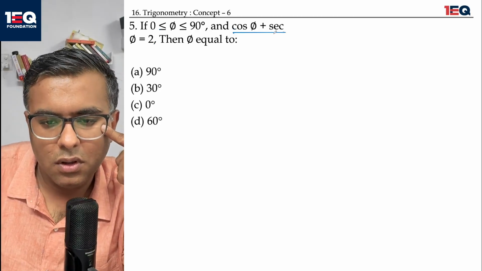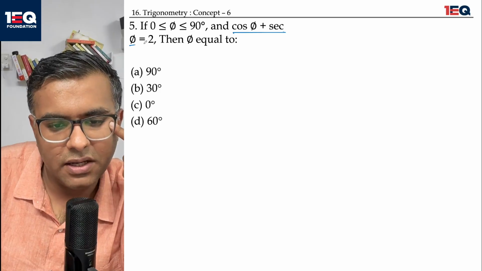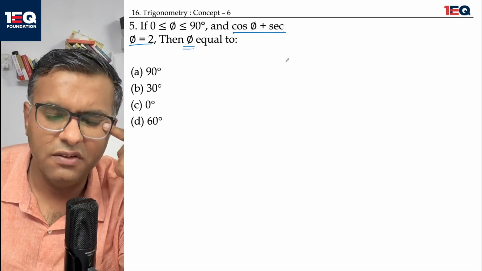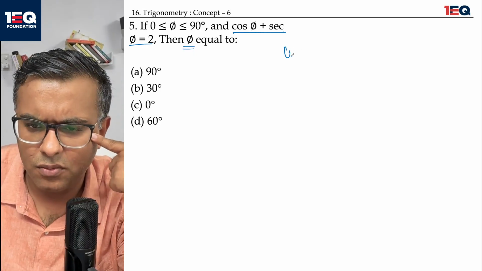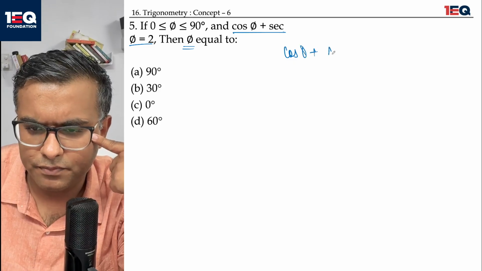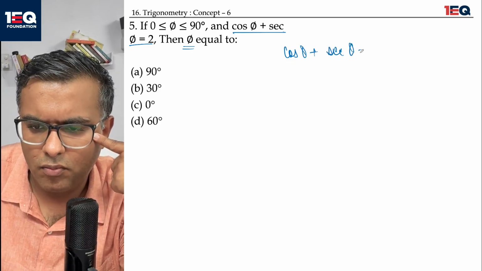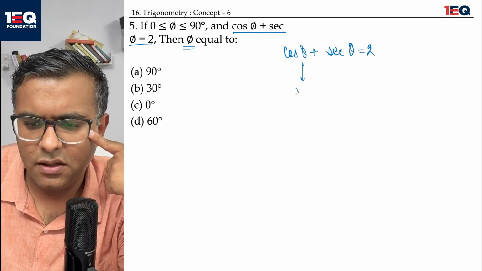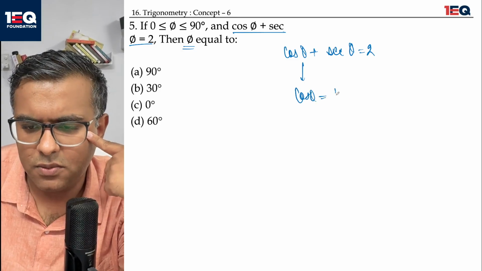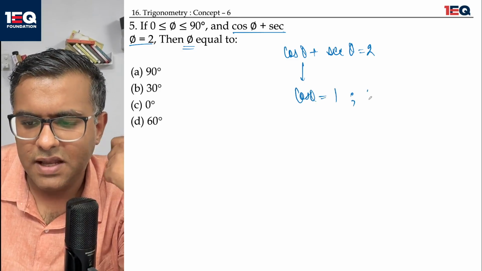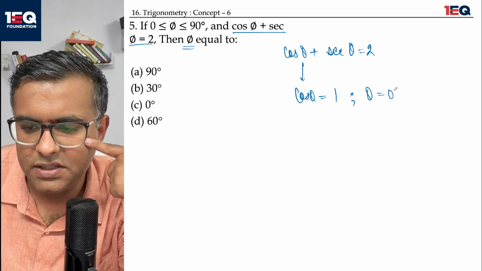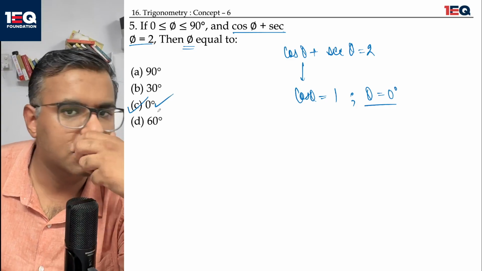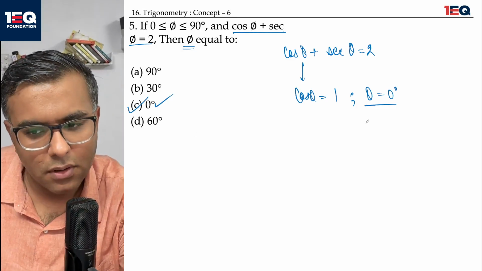Now cos theta plus sec theta is equal to 2, then find out the value of theta. If cos theta plus sec theta is equal to 2, I need to find out the value of theta. I've already said that cos theta here is equal to 1, and this happens only when the value of theta is equal to 0 degrees. So the value of theta is 0 degrees, right?